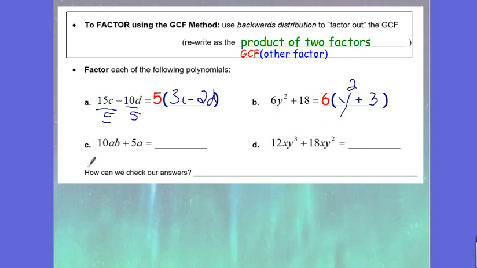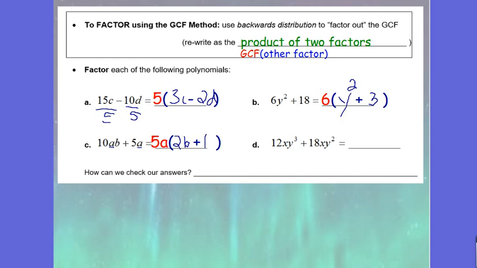Let's try part C. 10ab and 5a. They are both divisible by 5, and they both contain an a. So my GCF would be 5a. And then I have to predict what was there before. So 5a must have multiplied with 2 to give me 10, but it also must have had b to turn into 10ab. And then 5a times what would become 5a? Well, 5a times 1 would remain 5a. So the binomial factor here is 2b plus 1. This expression, 10ab plus 5a, is equivalent to 5a times 2b plus 1.